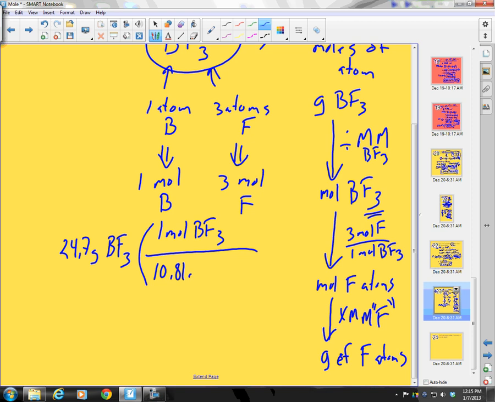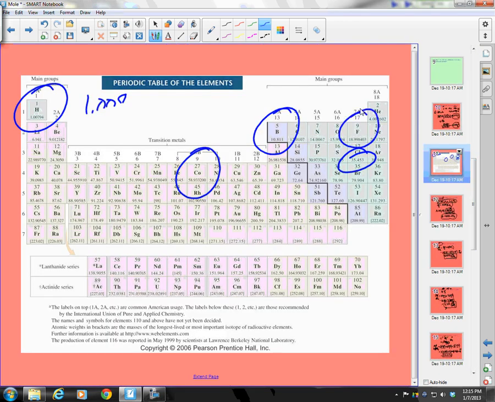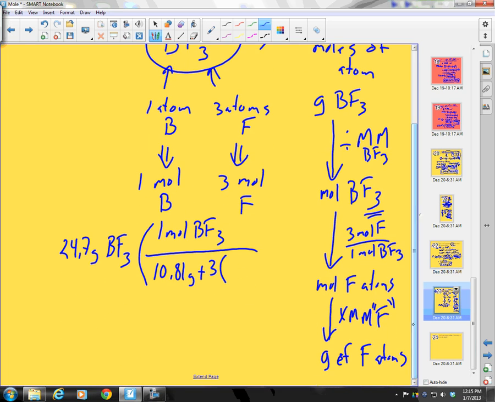10.81. That's my boron. Now, trifluoride, times 3 times my F's. So, what are my fluorine? Where's fluorine? Looks to be 19.00, right? 19.00. And this will give me what? This is grams of boron trifluoride. And so my grams of boron trifluoride cancel.